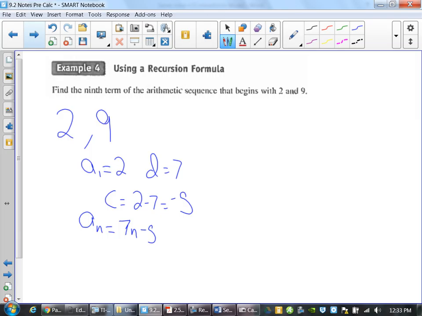So even if you're given a recursive setup, that means they're going to give you the first 2 terms in the sequence, which means you need to figure out the difference between 2 terms. Keep on finding the 9, because it'll say, what is a sub 9? It's asking what's the 9th term of the sequence that starts with 2 and 9. So 63 minus 5 is what? 58.